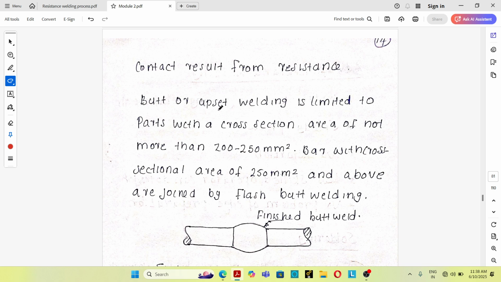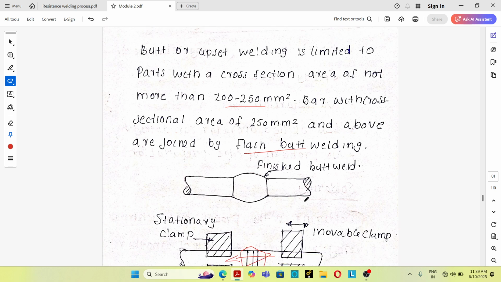See, this butt or upset welding is limited to parts with a cross section area of not more than 200 to 250 mm square. Butt or upset welding is used for joining round rods with a cross section area up to that value. Flash butt welding is used for joining round rods with cross section area above 250 mm square. Okay.